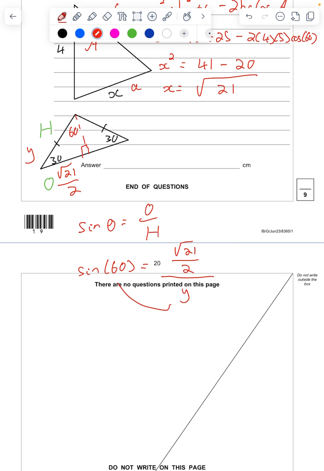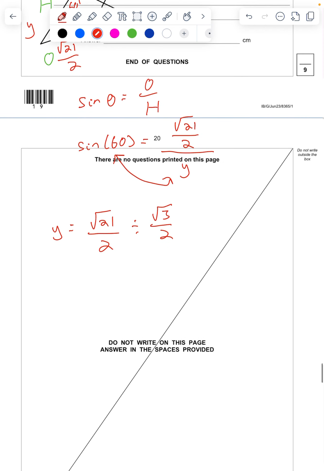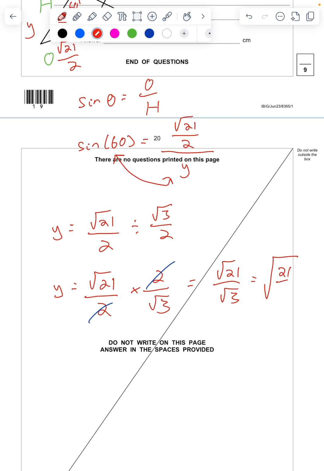Now, to rearrange this, you just switch these two around. So you're going to say that y is equal to root 21 over 2 divided by sine 60, which again was root 3 over 2. And this is now dividing fractions. You're going to take the reciprocal of this one and change it to times. So y is going to be equal to root 21 over 2 times 2 over root 3. And this is nice now because these 2's will cancel, and then we're left with root 21 over root 3.